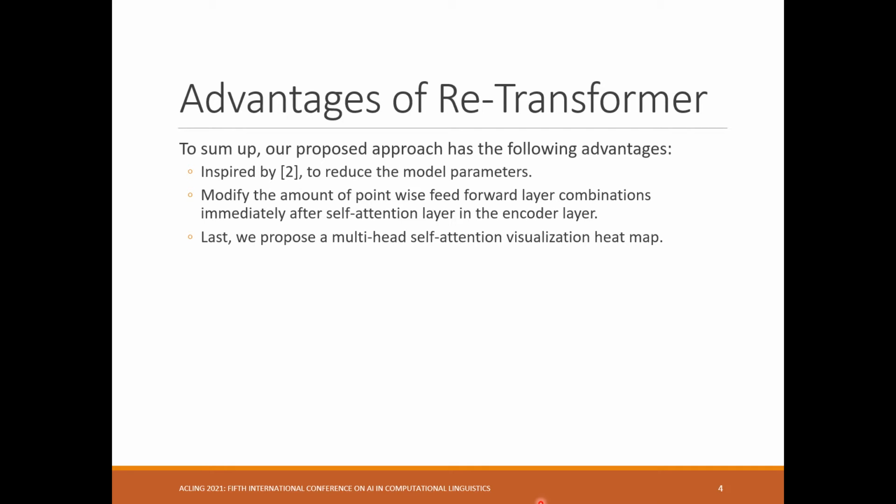Second, modify the amount of point-wise feed-forward layer combinations immediately after the self-attention layer in the encoder layer. We believe that a higher ratio of self-attention layer to feed-forward layer assists the model to understand natural languages. Last, we propose a multi-head self-attention visualization heat map. The heat map is based on the attention weights of the input sequence. After the self-attention mechanism has processed, we can analyze the multi-head self-attention, where the translation model pays attention to in the sequence, through the heat map.